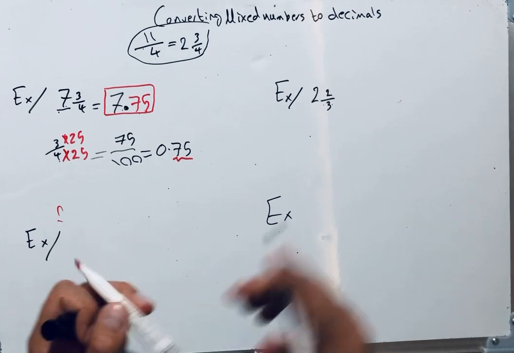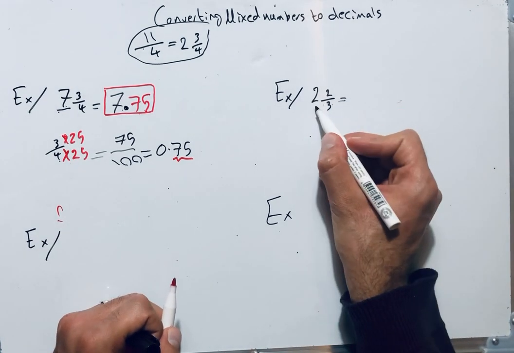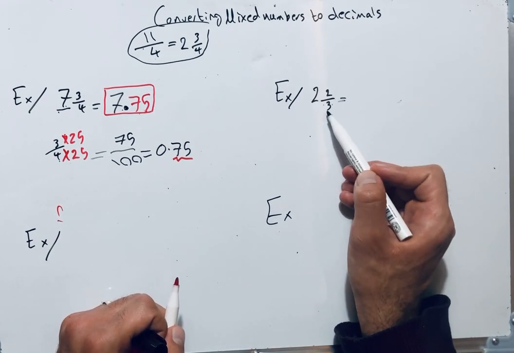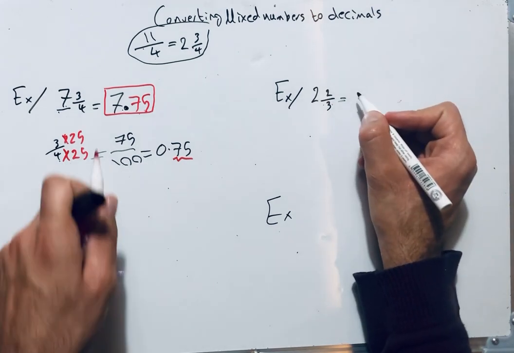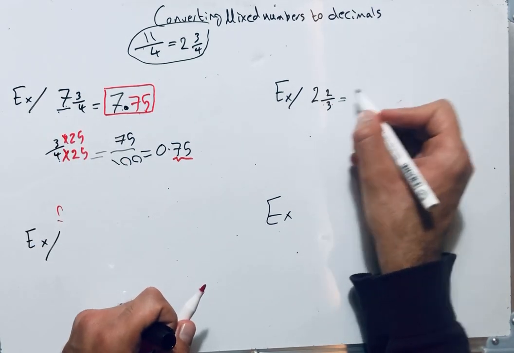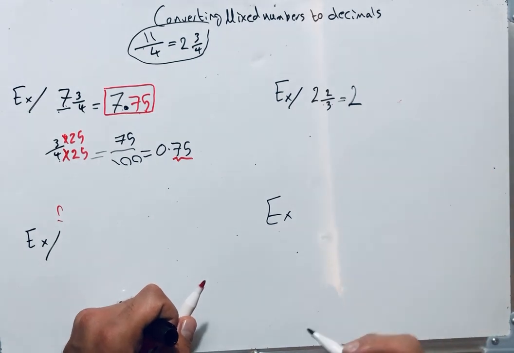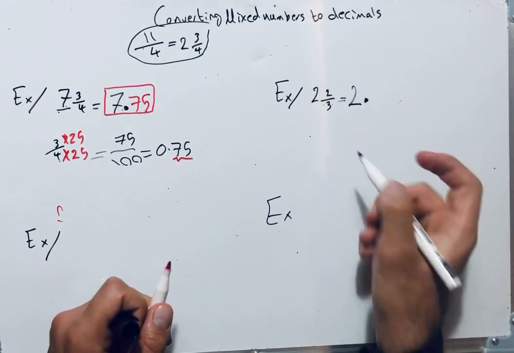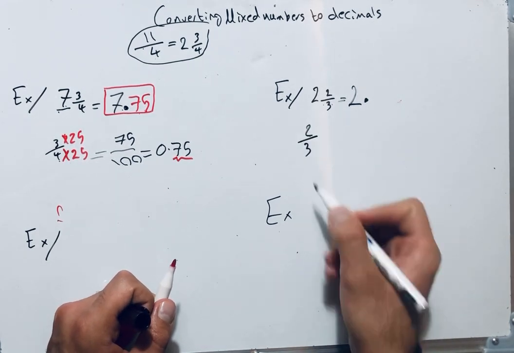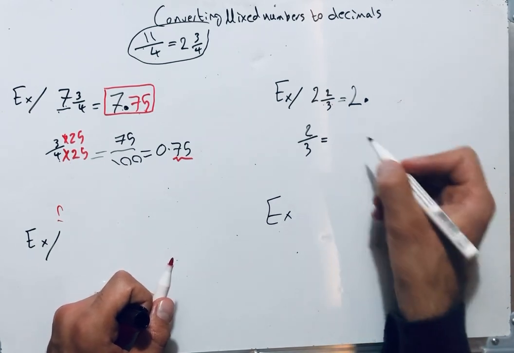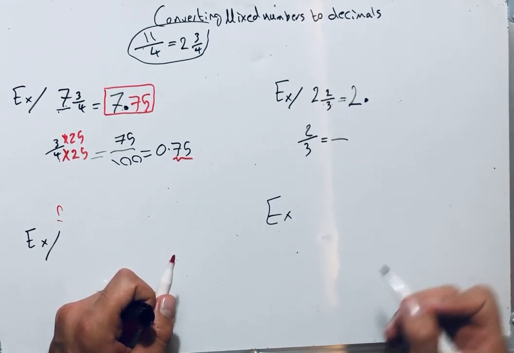For the next one, we have 2 as a whole number and then 2 over 3 as a fraction. The same way we did for 7, you just copy the large 2, write 2, and then put a point. Then bring the fraction, which is 2 over 3, and break it down. We have to figure it out.